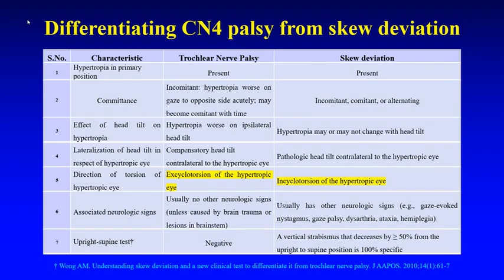The upright-supine test is very important. In trochlear nerve palsy, it is negative. As we have seen in our earlier two slides, a vertical strabismus that decreases by more than 50% from the upright to supine position is 100% specific for skew deviation.